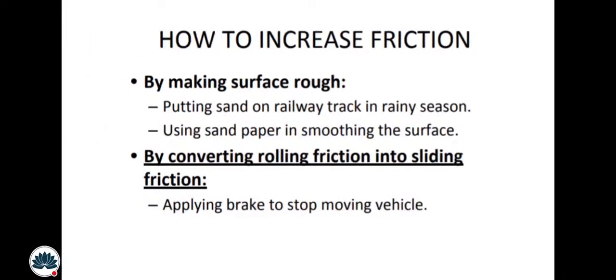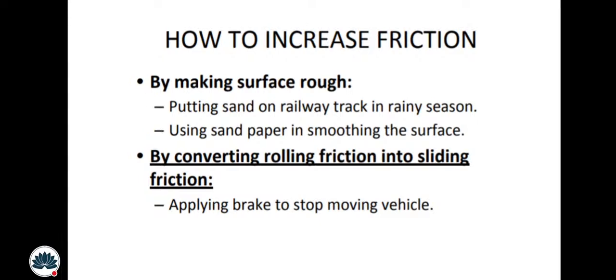How to increase the friction? By making the surface rough, such as putting sand on the railway track in the rainy season, or using sandpaper in smoothing the surface. By converting rolling friction into sliding friction, such as applying brakes to stop a moving vehicle.